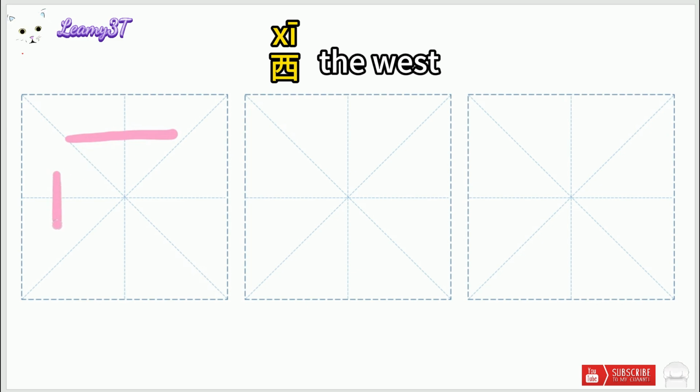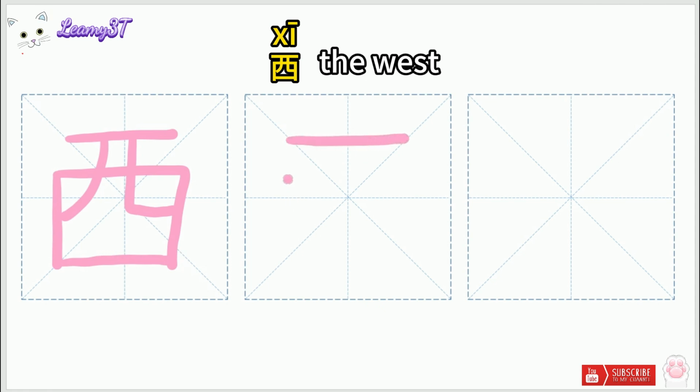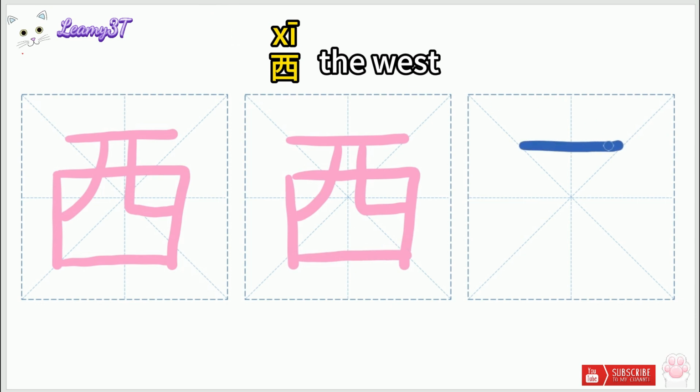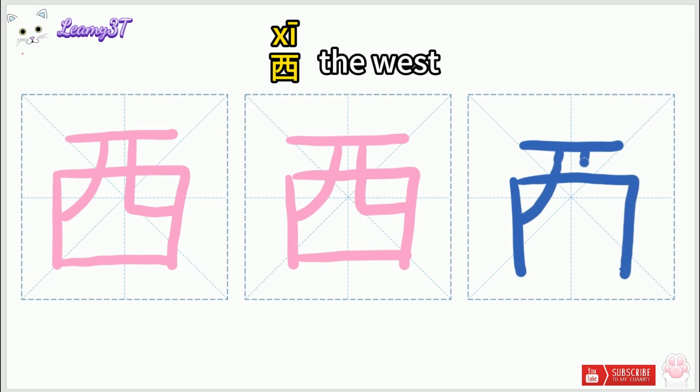横, 竖, héngzhé, 撇, shùwān, heng. One more. 横, 竖, héngzhé, 撇, shùwān, heng.